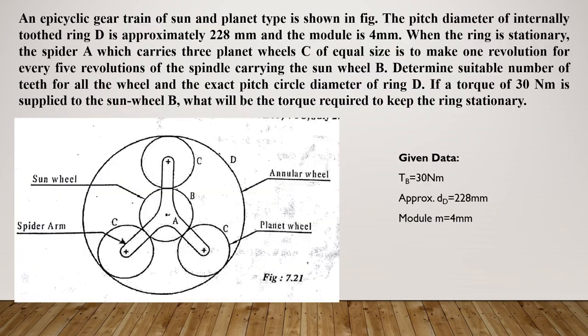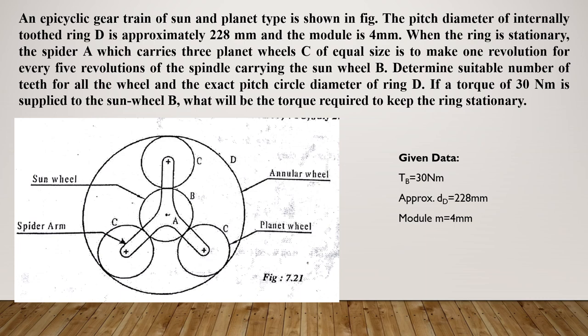First problem: an epicyclic gear train of sun and planet type is shown in the figure. The diagram is given in the problem. The pitch diameter of the internally toothed ring D is approximately 228 mm and the module is 4 mm. When the ring is stationary, the spider A, which carries 3 planet wheels C of equal size, is to make one revolution for every 5 revolutions of the spindle carrying the sun wheel B.